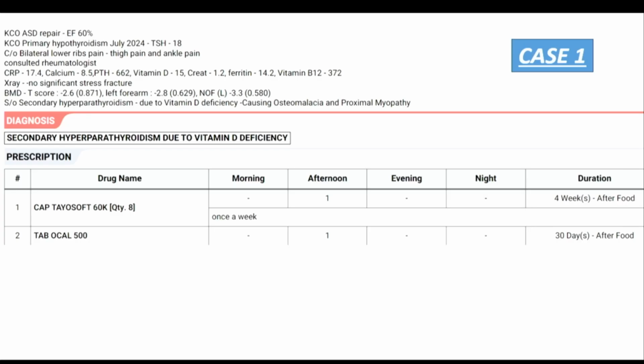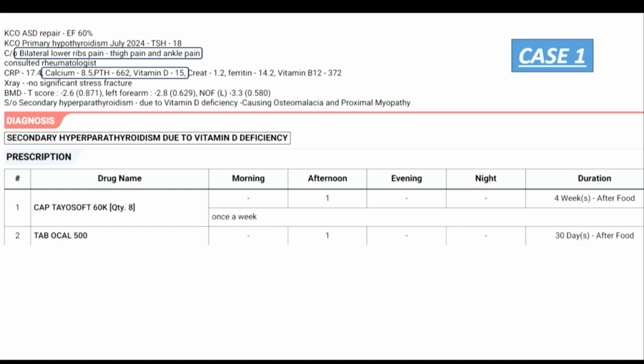So this is case 1, a 60-year-old lady presented with bilateral lower ribs pain, thigh pain and ankle pain, and consulted a rheumatologist for the same. Rheumatology workup was negative, so the calcium profile was done. Calcium was 8.5, PTH was 600, and vitamin D was 15. So here, low normal calcium, high PTH. It is a secondary hyperparathyroidism due to vitamin D deficiency.